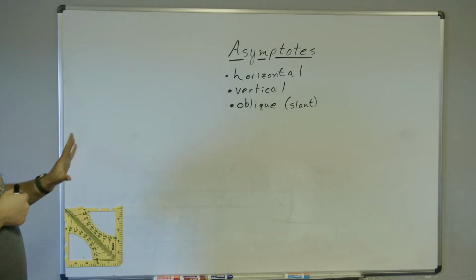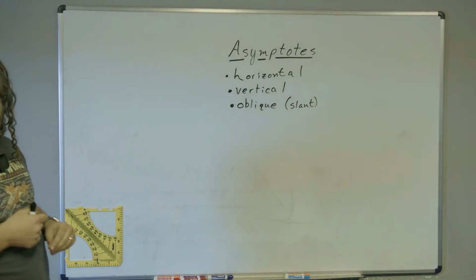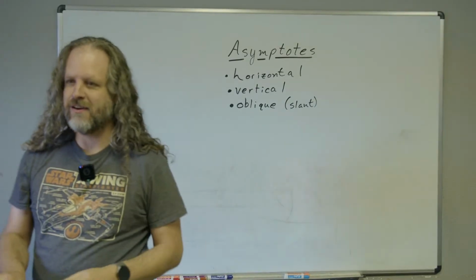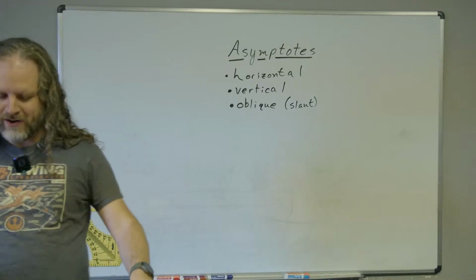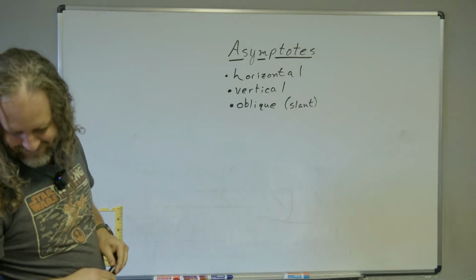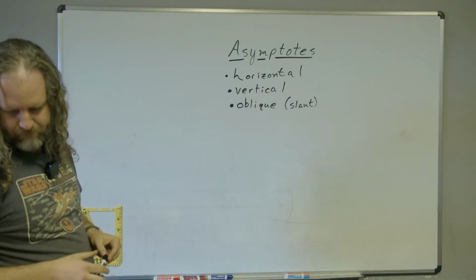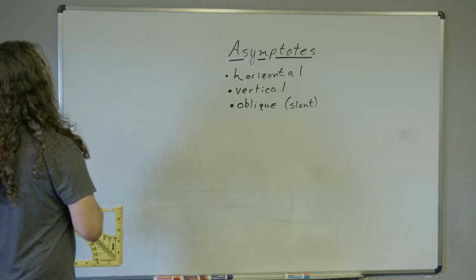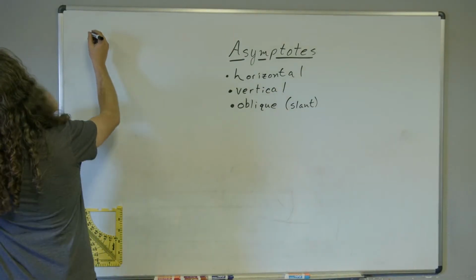Anyway, those are the types of asymptotes. We need to be able to figure out where the asymptotes are. Where the things don't go anymore. The line doesn't go past them. Vertical asymptotes.